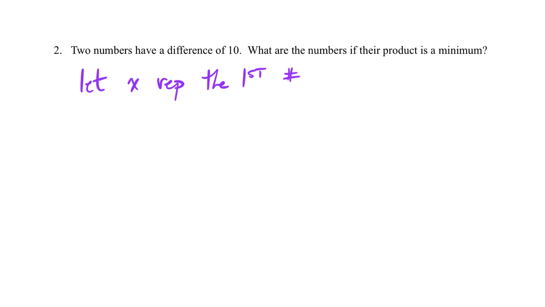I'm not going to let y represent the second number because, again, we're trying to avoid 2 variables. If the numbers have a difference of 10, then if x is the first number, then x plus 10 is the second number. Okay, if that caused a bit of a hiccup in that translation, let me just use an example. If 1 is the first number and the numbers have a difference of 10, then the other number could be 11. There's your 2 numbers. 2 numbers have a difference of 10.